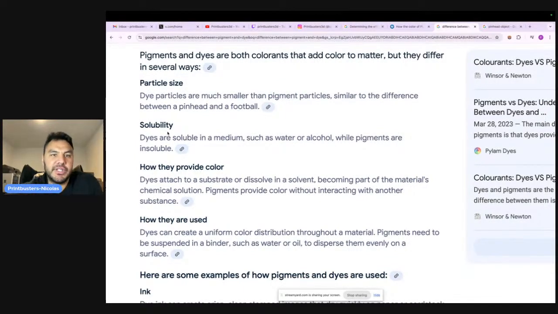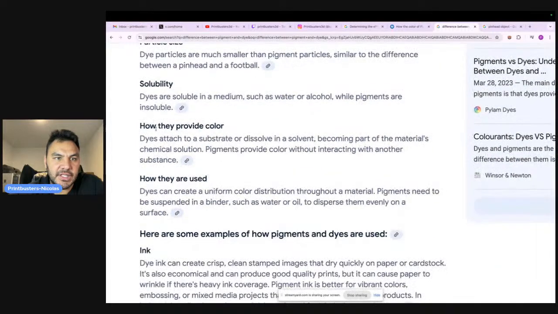Dyes are soluble in a medium such as water or alcohol, while pigments are insoluble. So it's another difference. Dyes attach to a substrate or dissolve in a solvent, becoming part of the material's chemical solution. Pigments provide color without interacting with other substances. Okay, so that's important because maybe pigments would affect... let me think.